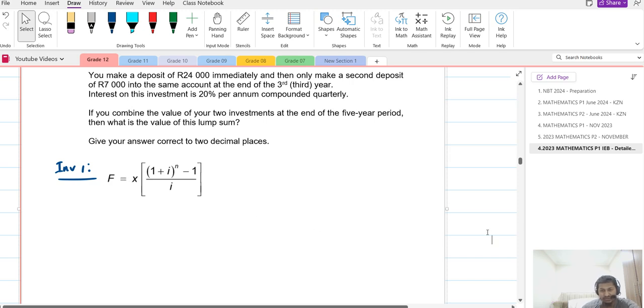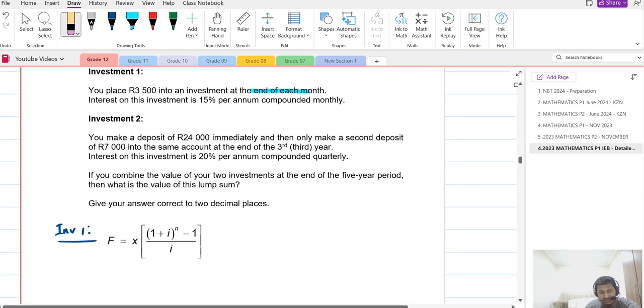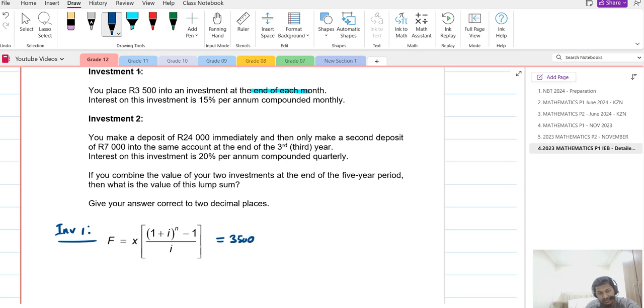So now X is basically 3,500 into 1 plus I. What's the interest? 15%, so 15 over 1,200, or you can say 0.15 over 12, same thing, to the power 60, because in 5 years you have 60 payments, minus 1, divided by 15 over 1,200.